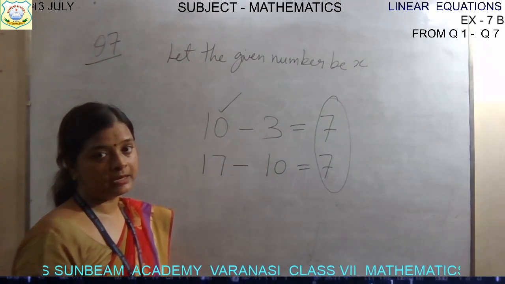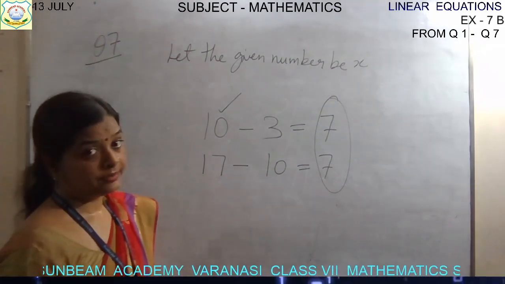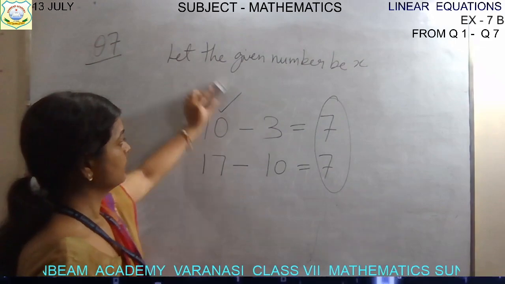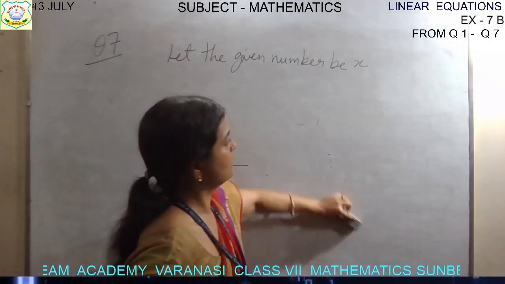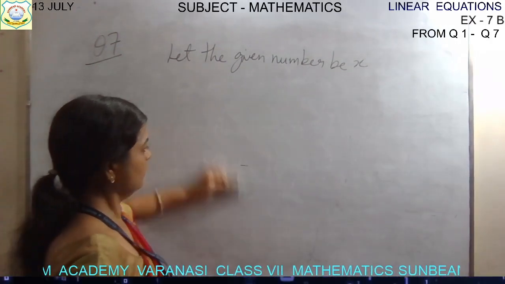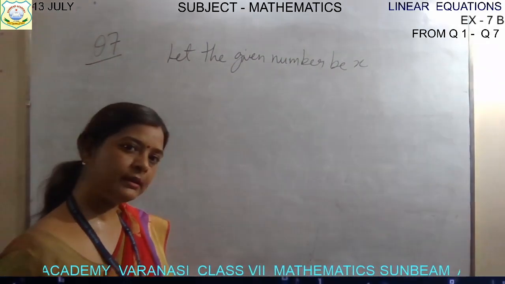I have to use bilingual, children, so that the question is clear to you. A number is as much greater than 21 as it is less than 71.